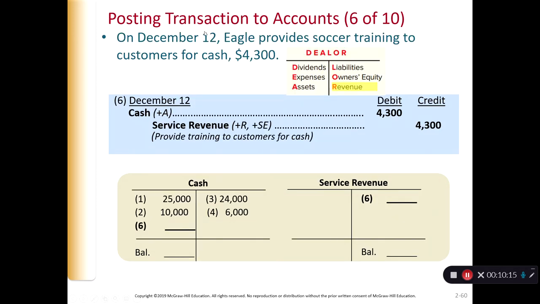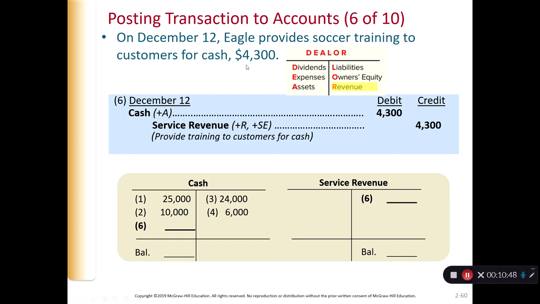Okay. So number six is about Eagle providing soccer training to a customer for cash. Providing some service for cash means that you are making money. The main purpose of your firm is to train people, and you are providing services. Hence, in this transaction we have a revenue increase, and the second account impact is a cash increase, right?